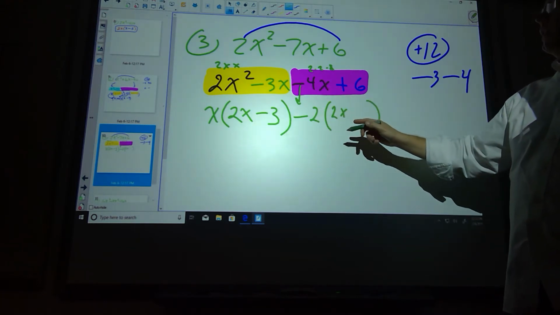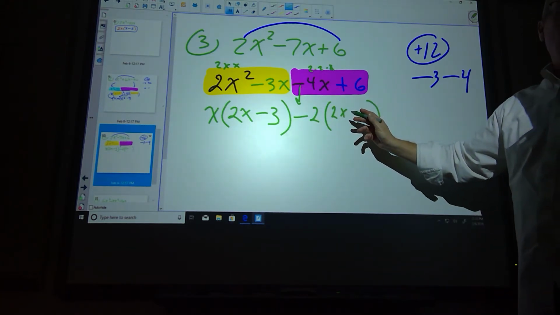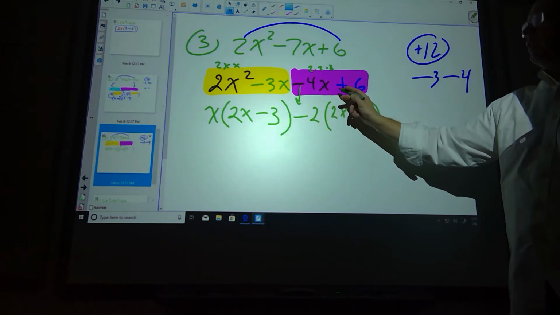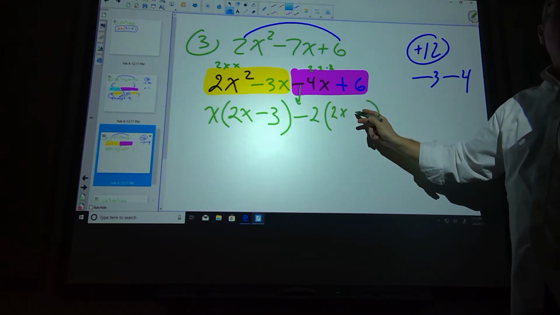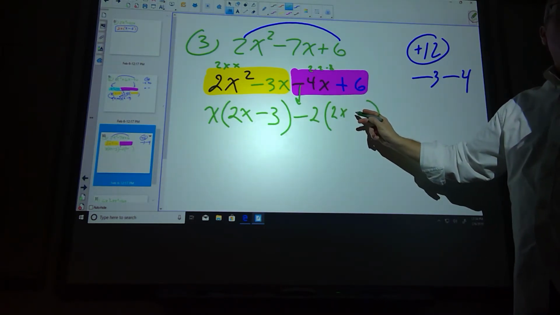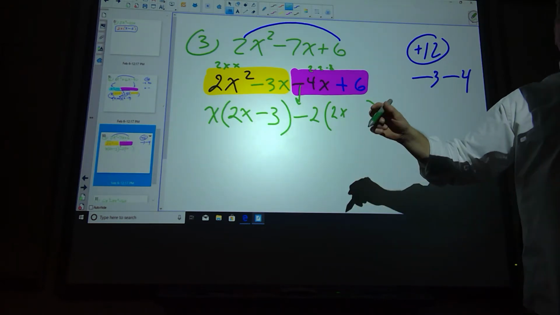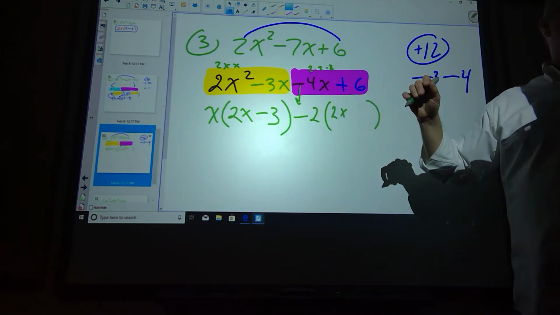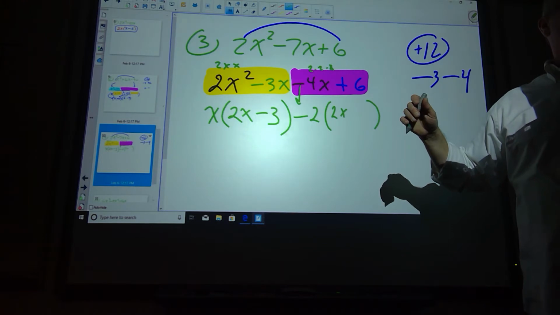Now this is the big trick. This is the gotcha. I factored a negative out here. So what does this sign have to be down here? Think about it. So how would I make this be positive? Do I have to multiply a negative times a negative or a positive times a positive?